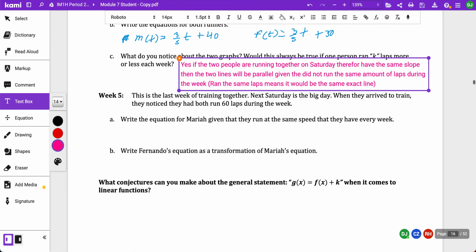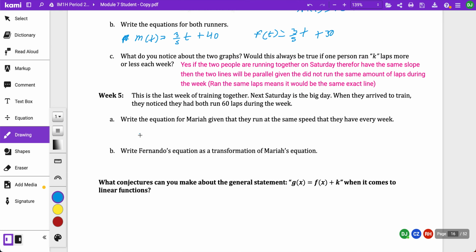So this is the last week of training together. Next Saturday is the big day. When they arrived to train, they noticed they had both ran 60 laps during the week. Write an equation for Mariah, given that they run at the same speed they have every week. So then what we would have is m of t is equal to 3/5 t plus 60. They run together on Saturday, and they ran 60 laps during the week. So write Fernando's equation as a transformation of Mariah's equation.